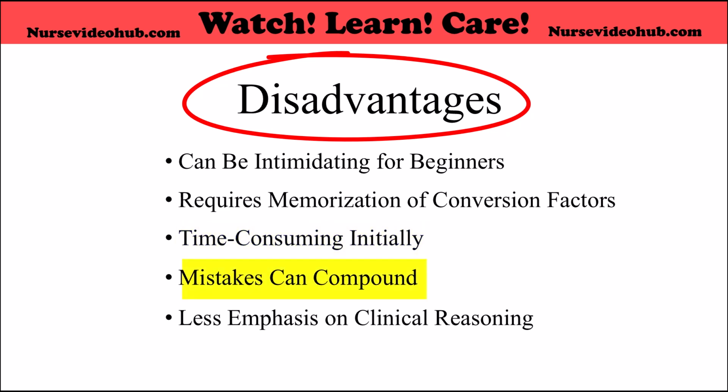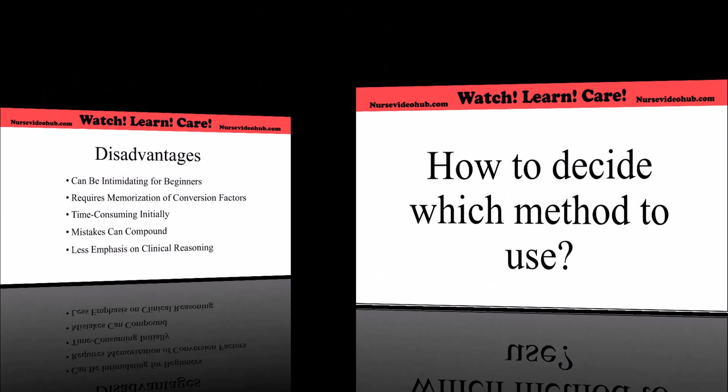Number 4, mistakes can compound. If one unit or factor is incorrectly placed, it can cancel incorrectly and lead to a wrong answer, even if the math itself is correct. And number 5, there's less emphasis on clinical reasoning. Focusing on unit manipulation can sometimes distract from thinking critically about whether the final dose makes sense clinically.